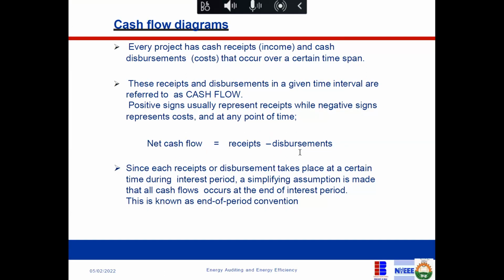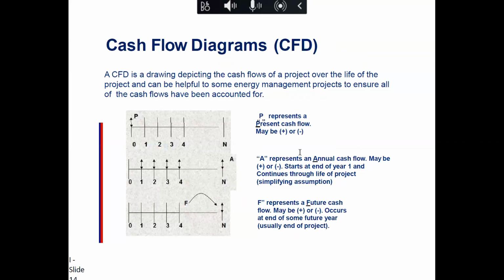So in our cash flow, we have receipt and deposit. Either something is coming in or something is going out. In a cash flow diagram, whatever goes up represents cash inflow, and what goes down is outflow. So just take it that way.